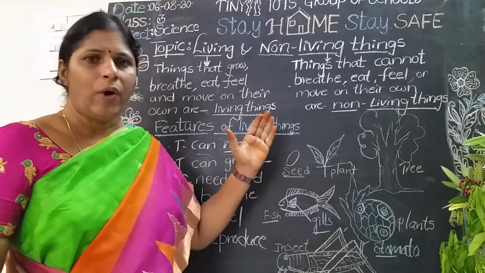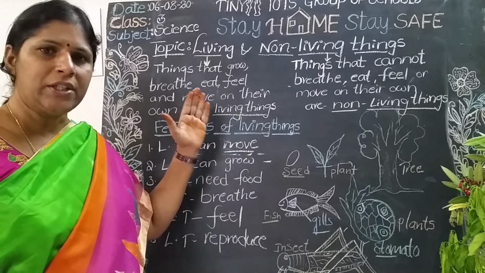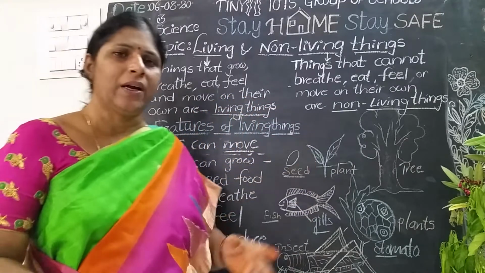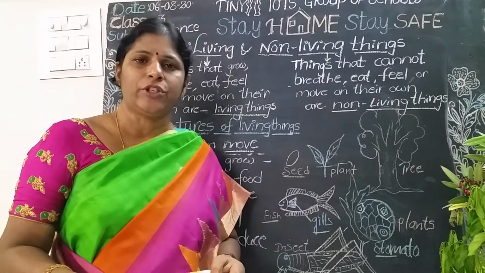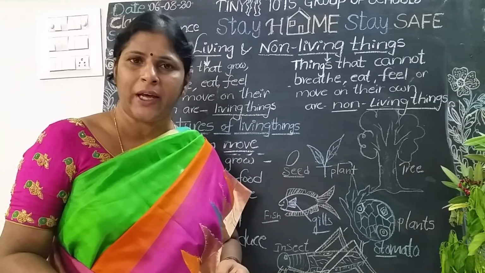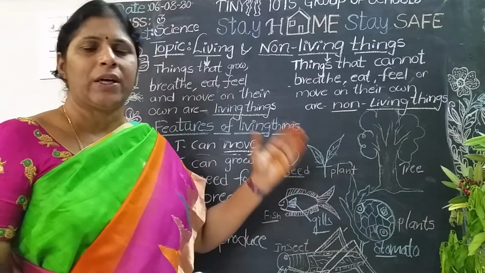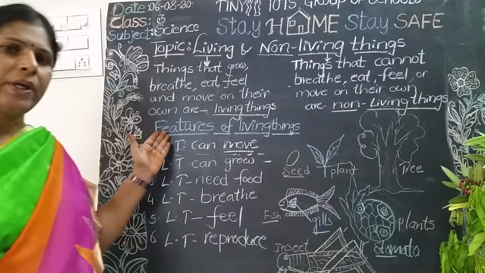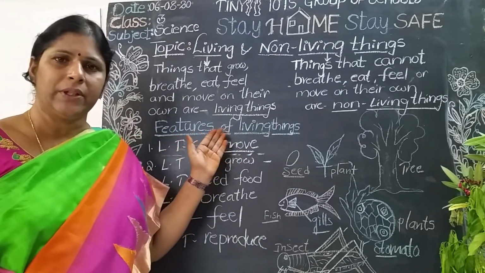I ask again. What are called living things? The things which have life in them are called living things. What are called non-living things? The things which do not have life in them. How can you say they do not have life? Let me explain. So what are the important characteristic features of living things?